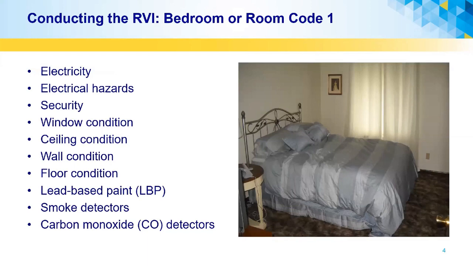Now, when it comes to bedrooms, also known as a room code 1, which is a sleeping room, there would be the electrical requirements, and then if there's any electrical hazards, security requirements, window conditions, ceiling conditions, wall conditions, floor conditions, lead-based paint issues, smoke detectors, and carbon monoxide detectors.